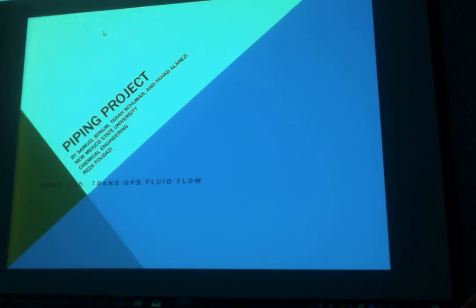TransOps Fluid Flow Piping Project by Samuel Bynum, Tara Schumann, and Fahad Alanezi at New Mexico State University Chemical Engineering Department, class taught by Reza Foudazi.